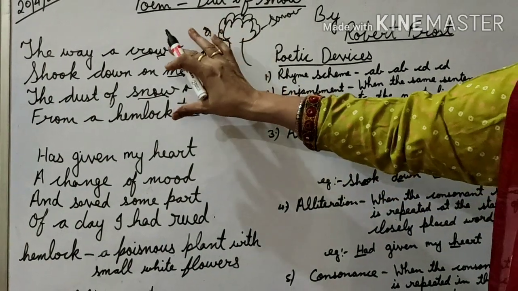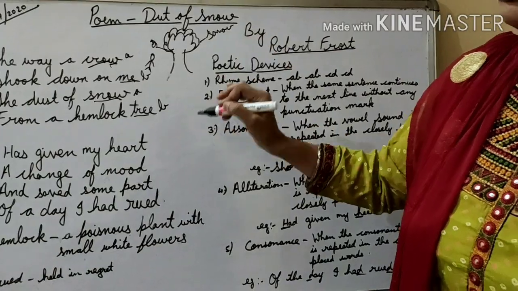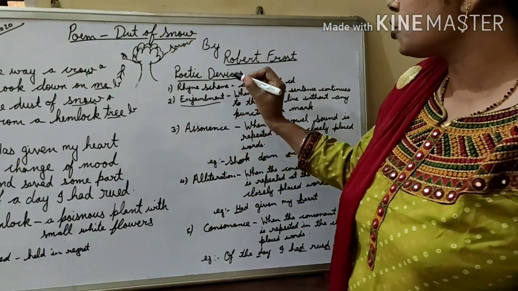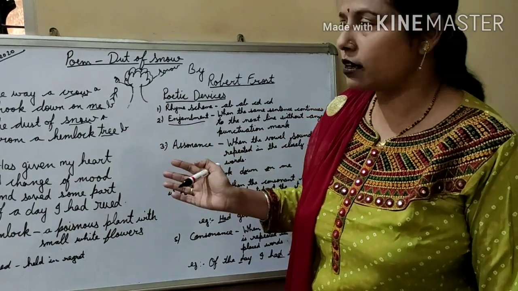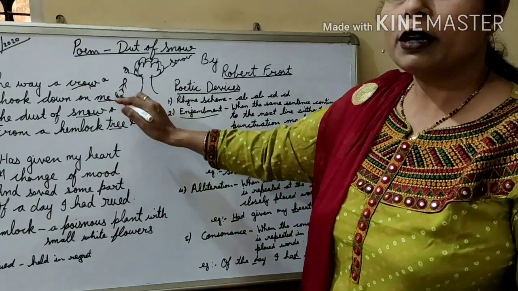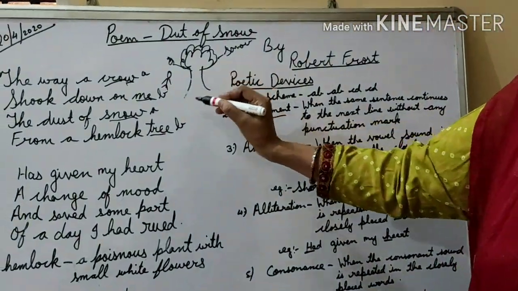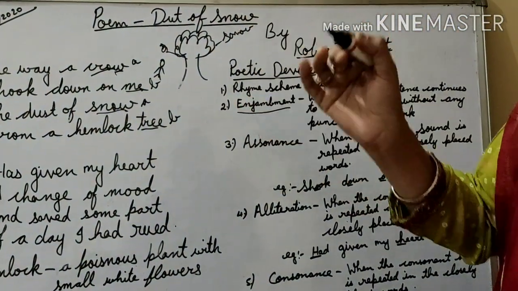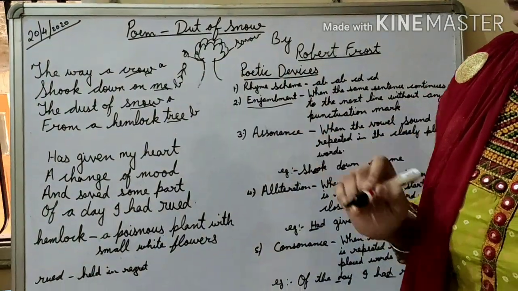So when the line continues one after the another without any punctuation mark, it is known as enjambment. You can see there is no punctuation mark. So all of you must have understood enjambment. Once again, I am explaining you. When the same sentence continues in the second line without any punctuation mark, it is known as enjambment.